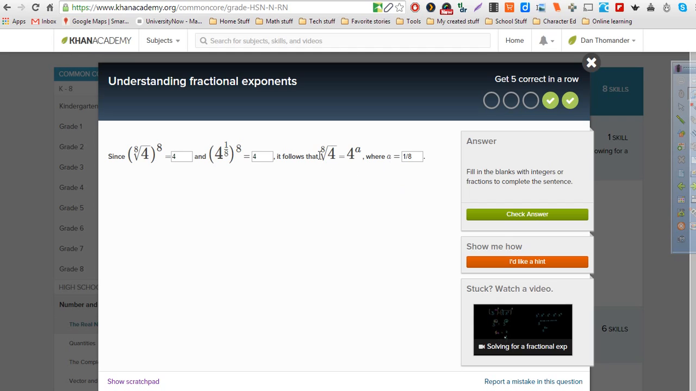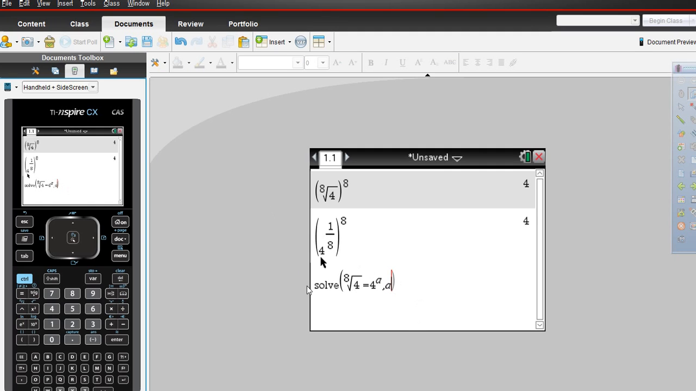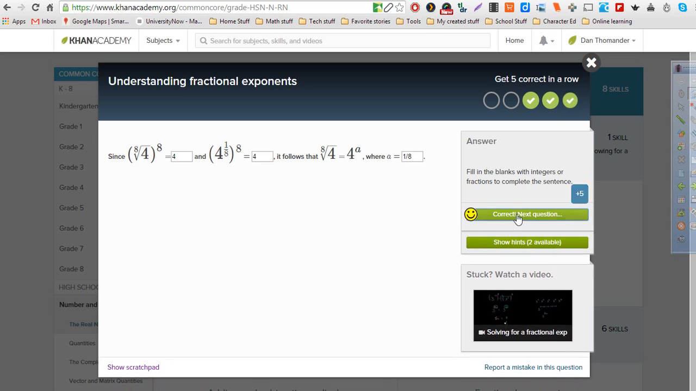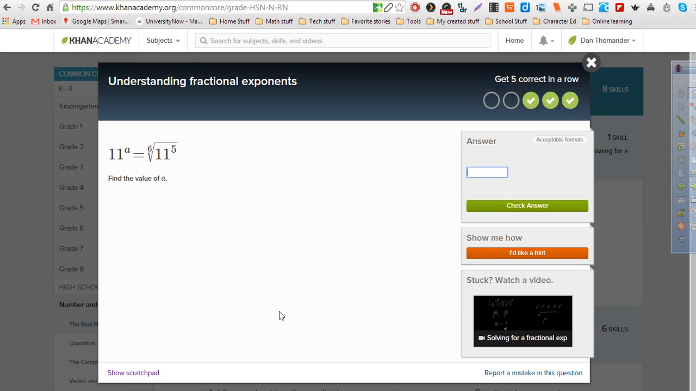Tell me what A would have to be equal to, right? Because that's what it's asking me. If this is true, then what would A have to be equal to make this true? So I'm putting it together and saying solve for A such that A will make this a true statement. And I hit enter, right? And it tells me A is 1/8, okay? So you can do this using your calculator as well.